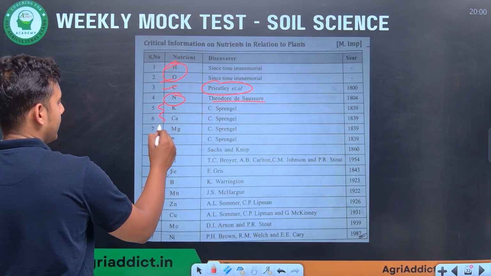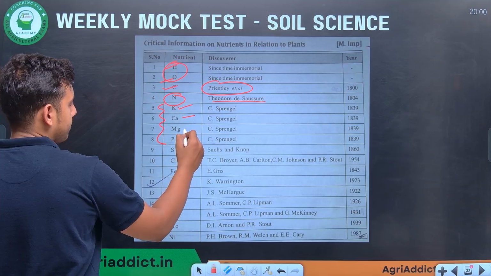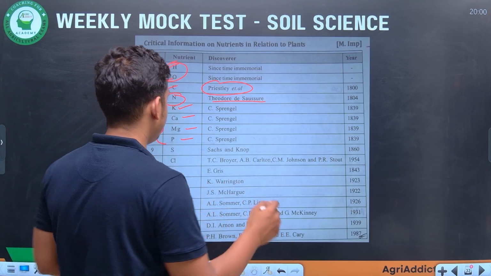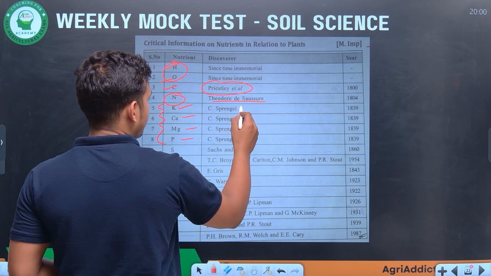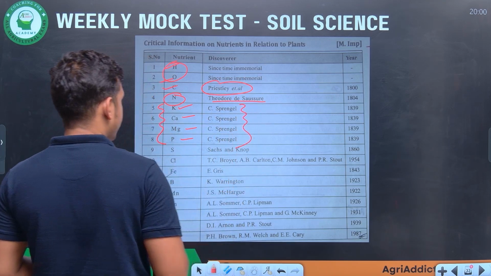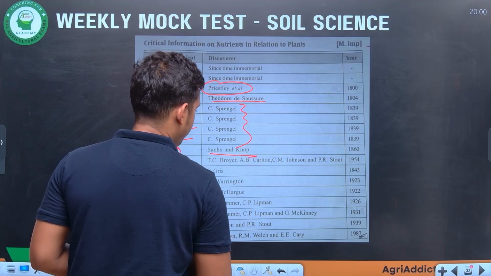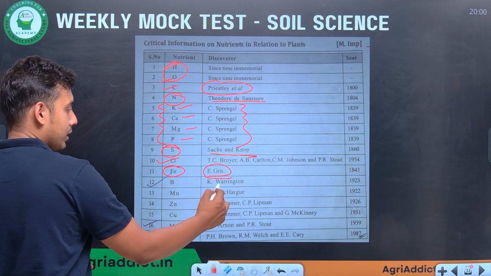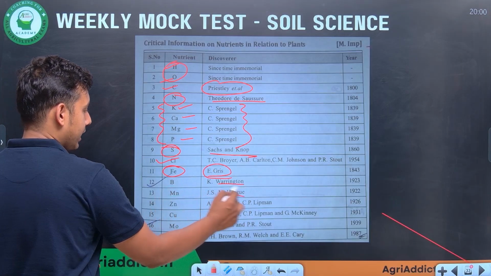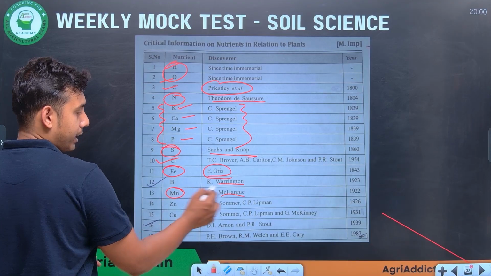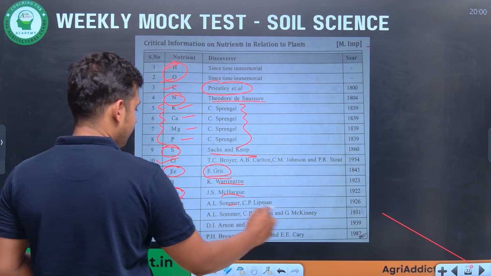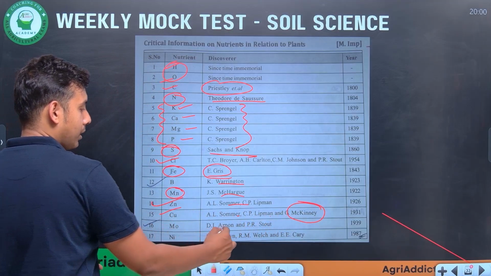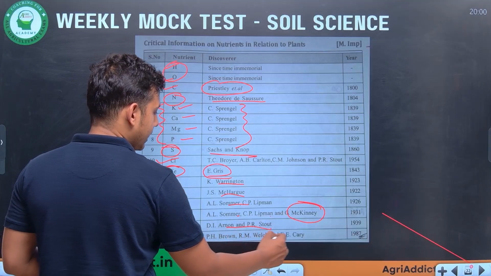Then the group of four: potassium, calcium, magnesium and phosphorus, PKCaMg. The essentiality of all these was discovered by Sprengel. Then comes sulfur, that is Sachs and Knop. You have to remember that. Chlorine and iron is Eggris. Boron is Warington. Manganese, McHargue. Zinc, Sommer and Lipman. For copper, Sommer, Lipman and McKinney. For molybdenum, Arnon and Stout. And nickel, it was Welch, Carey and Brown.